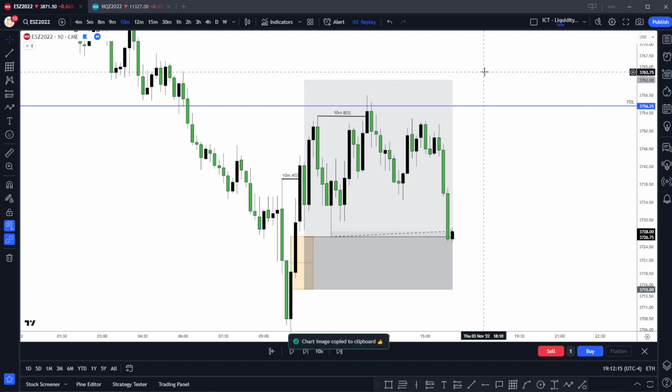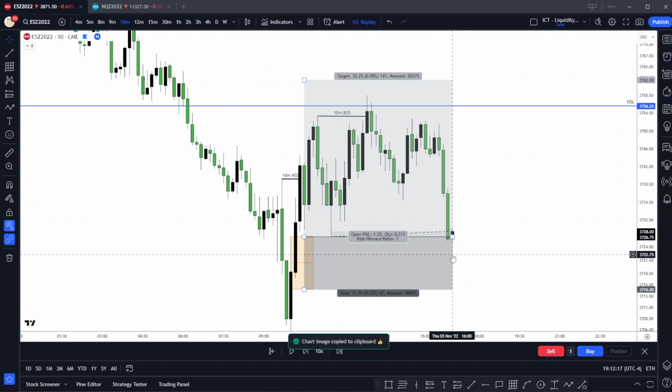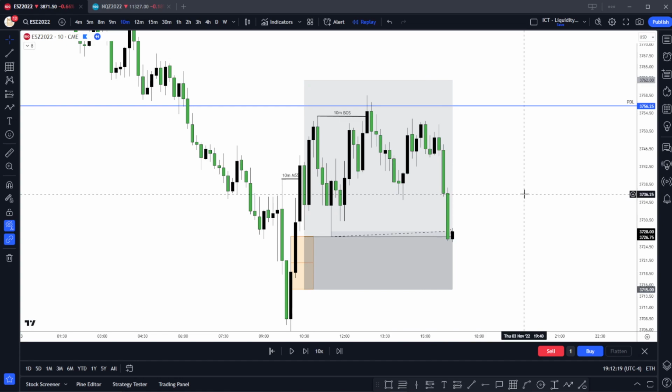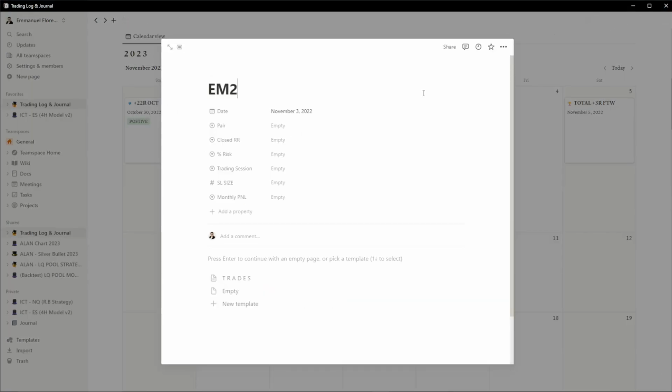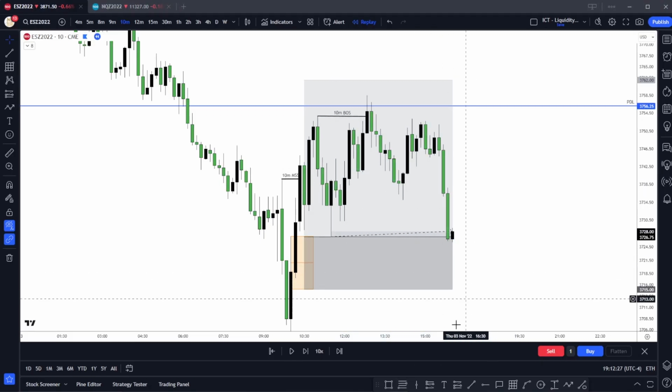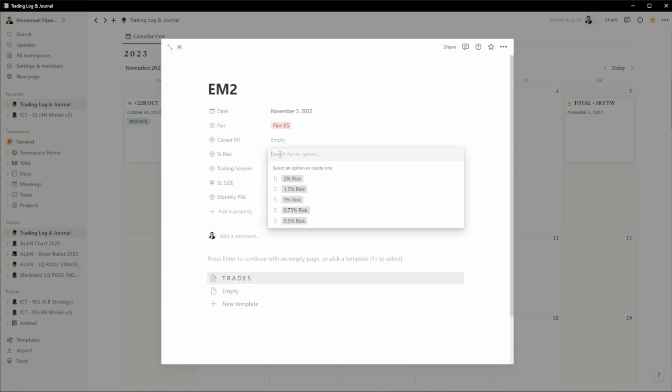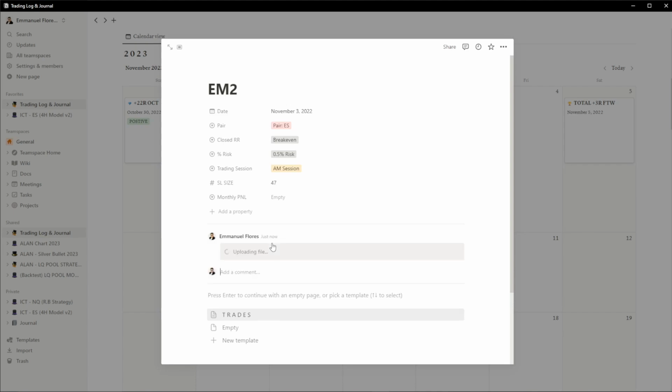So let's just journal that quickly. This is an EM2 break-even. It looked like the market kind of just died down, really. Okay, let's see. What was the stop loss size? 47. Damn, I don't get too many break-evens. That's actually kind of interesting that we got that today.